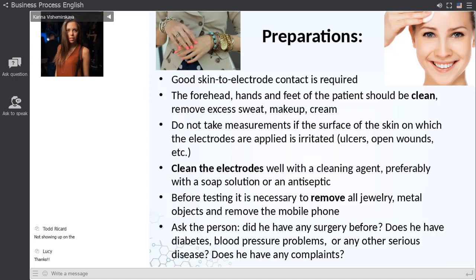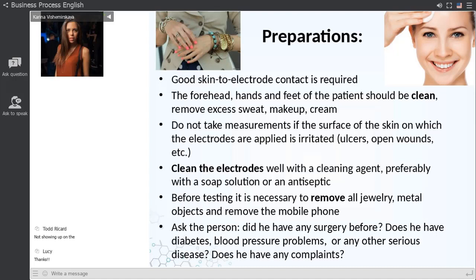Do not take measurements on the surface of the skin on which the electrodes are applied to irritated zones. So if the person has open wounds or ulcers, we shouldn't do the test. We need to wait a little bit until this irritation is gone, or if it's possible, if it's the forehead zone, for example, just move the electrode a little bit so that it's not touching the irritated skin. You need to clean the electrodes well with a cleaning agent, preferably a soap solution or an antiseptic. Many people use antiseptic, and me too.